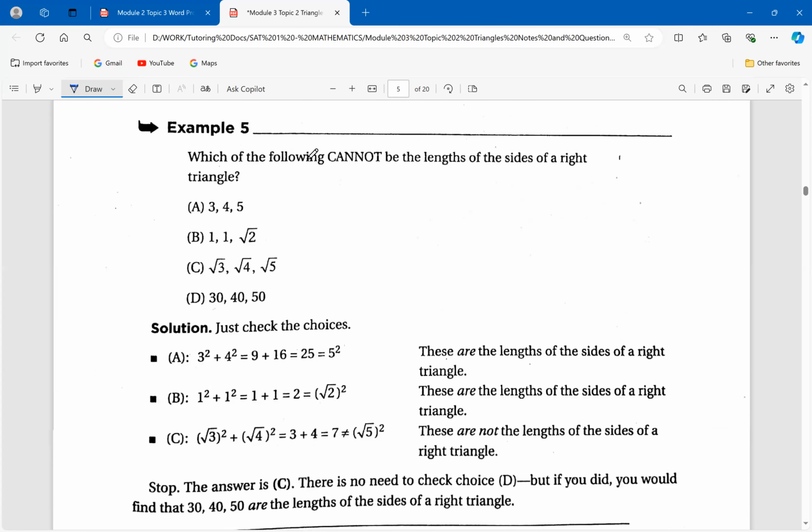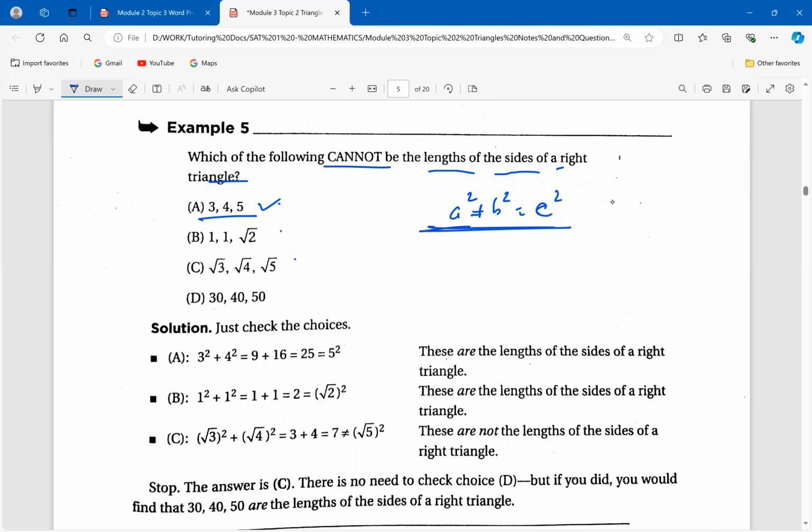Look at this. Which of the following cannot be the lengths of the sides of a right triangle? Now, what cannot be the sides of a right triangle? You need to apply this: A square plus B square equals C square. Whatever option holds true for this one will not be the correct answer, because we're looking for any set of lengths that cannot be the lengths of a right angle triangle. So A is 3, 4, 5, it's always a right angle triangle. 3 square plus 4 square equals 5 square, 25. So A is a right triangle.